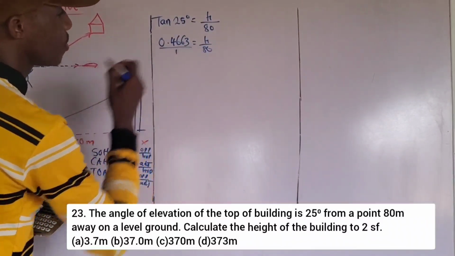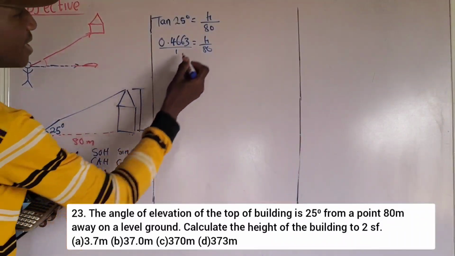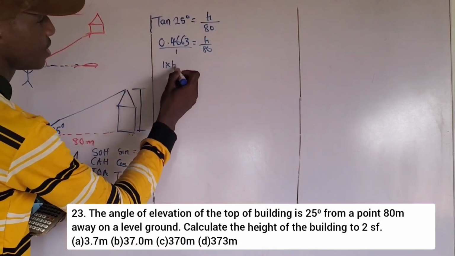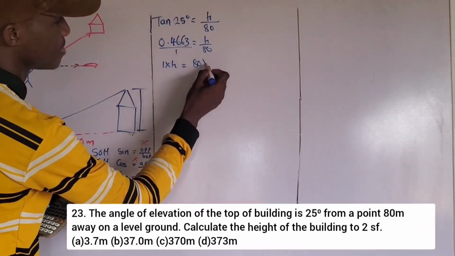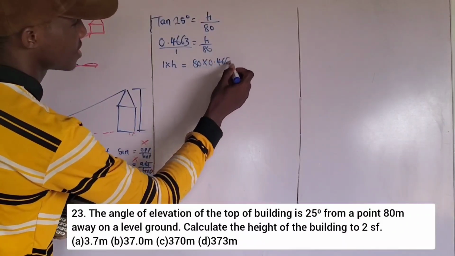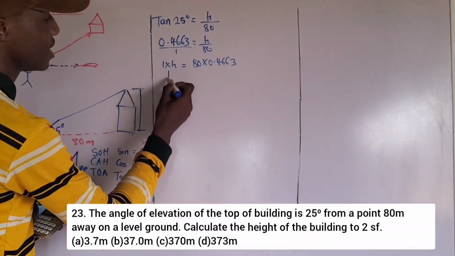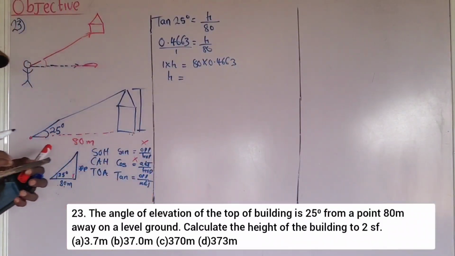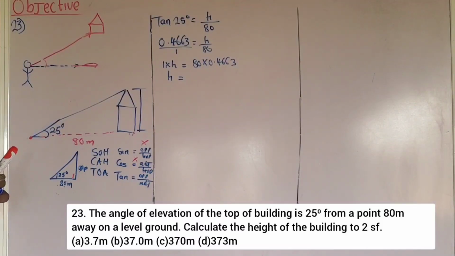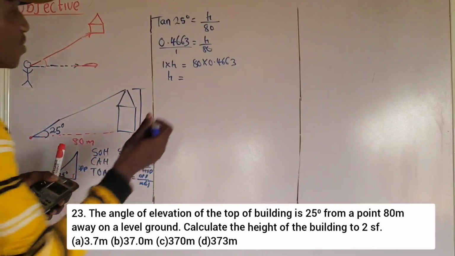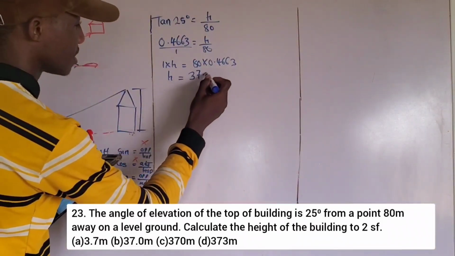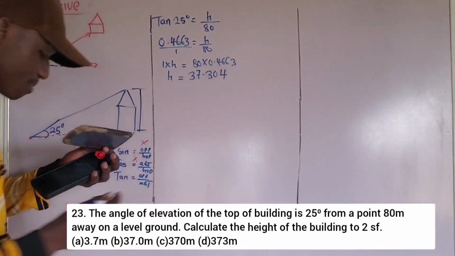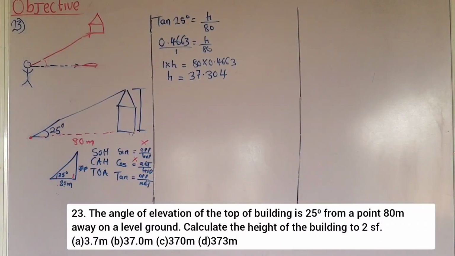Now you can put this over 1, then you cross multiply. So I'm going to have 1 times h is equal to 80 times 0.4663. Okay, 1 times h is h. So h is equal to 80 multiplied by 0.4663. 80 times 0.4663 is 37.304. Now, because the question says we should correct to two significant figures, do you understand?